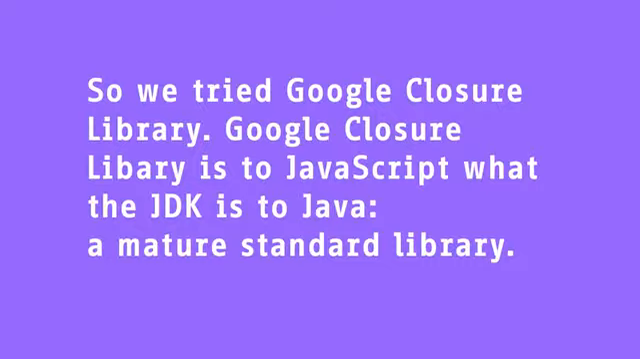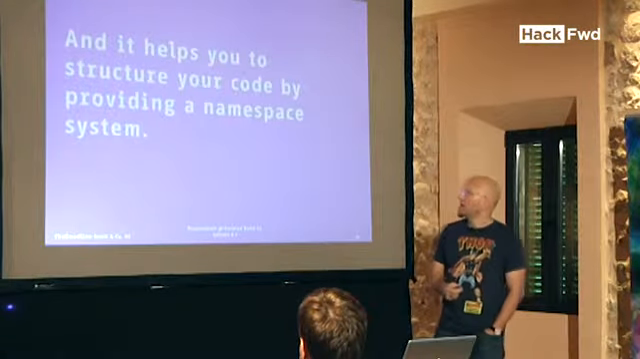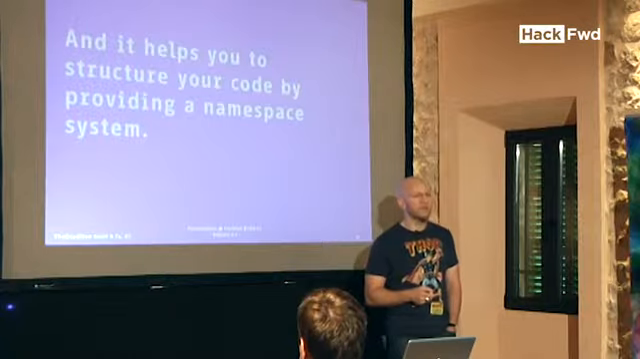Google Closure library is actually what the JDK is to Java, but for JavaScript. It's a really good standard library for JavaScript, and it's used in large projects at Google, so it's really mature, and they're actively working on it. So we gave it a try. It had a much steeper learning curve, but it also provides a very nice package system, a namespace system where you can structure your code, and yeah.